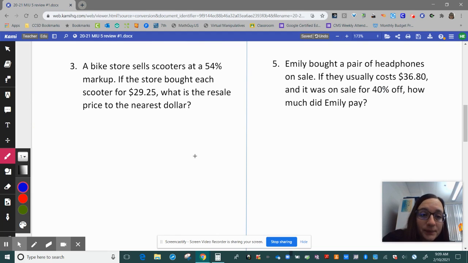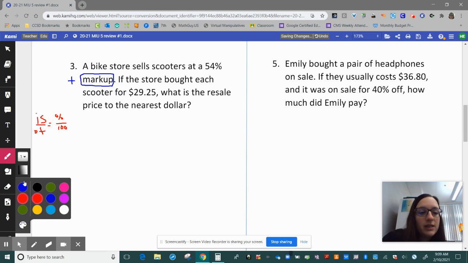Number 3, a bike store sells scooters at 54% markup. Ooh, markup. That tells us right there that at the very end, we're going to add. Okay. If the store bought each scooter for $29.25, what is the resale price to the nearest dollar? Again, so we're going to have our is over of equals percent over 100, and you have that at the top already. If you want to write it again, you can.